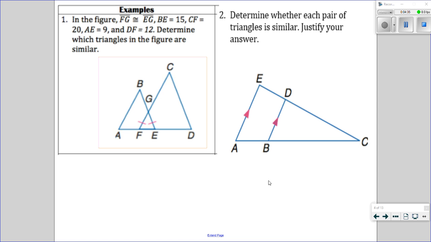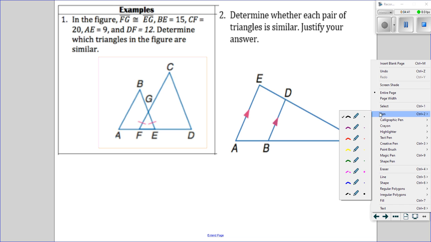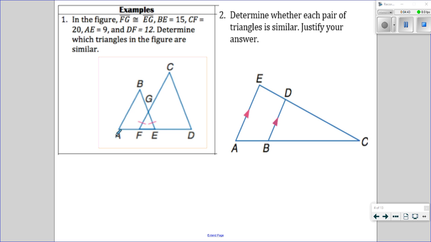All right, so we're going to do examples based on the triangle similarity. Let me get the pen. So for the first one, it says in the figure, FG is congruent to EG, and BE is equal to 15, CF is equal to 20, AE is equal to 9, and DF is equal to 12. Determine which triangles in the figure are similar.